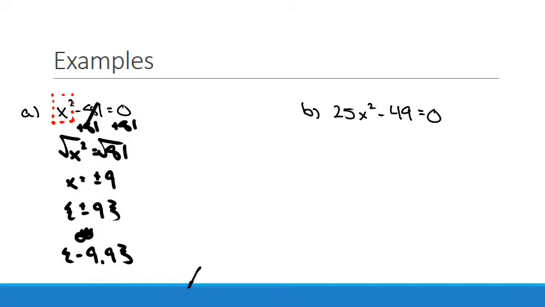All right. Okay, so B. Same thing. I want to isolate my squared term. First of all, I'm going to isolate the 25x squared, but eventually I just want to get the x squared by itself. Okay, but first things first, we have to get the 25x squared isolated. So I always move the constant away. How do you move the constant? By performing the opposite operation. It's negative 49, so I'm going to add 49.